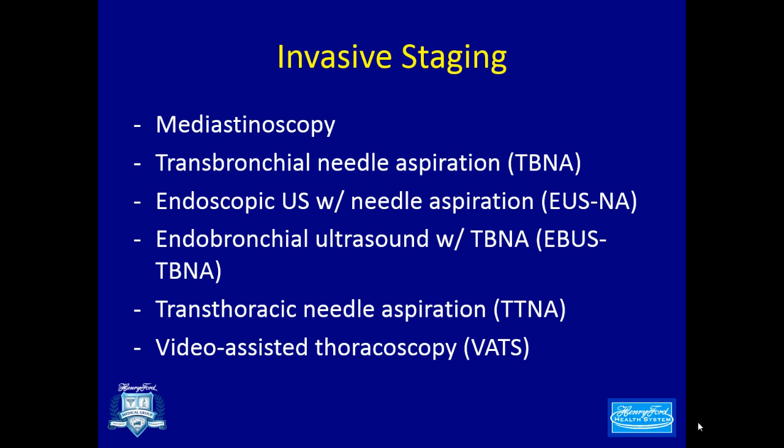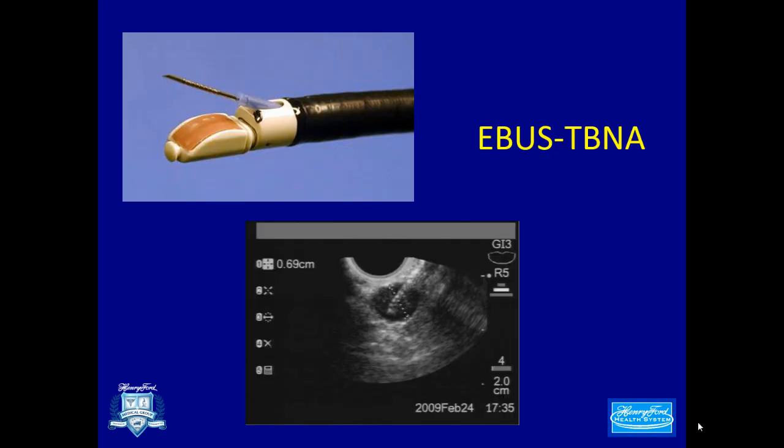These are the different techniques for invasive mediastinal staging. You can go all the way from mediastinoscopy, bronchoscopic needle aspiration, the old conventional TBNA, endoscopic needle aspiration, endoscopic ultrasound, the EUS, which is not done by us but by GI, gastroenterology, EBUS-TBNA. Transthoracic needle aspiration is also another way of invasive staging, done by interventional radiology, and VATS. So let's go over EBUS.